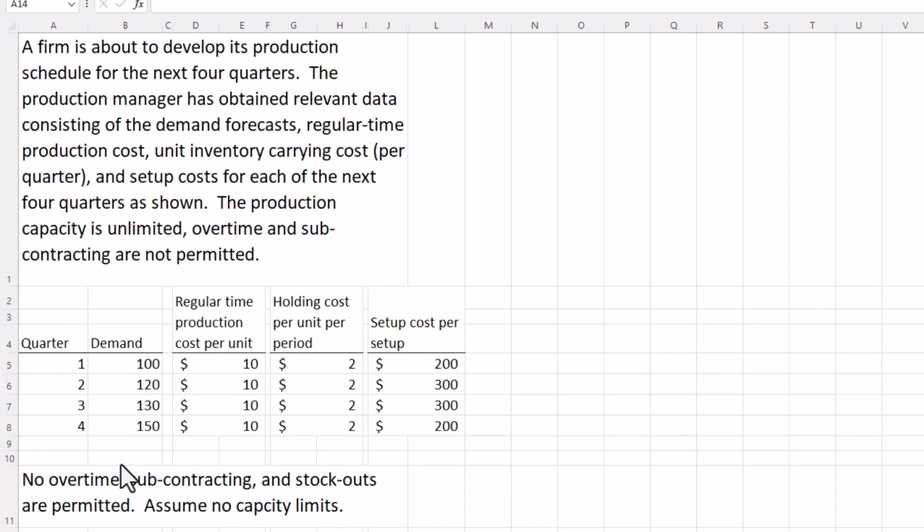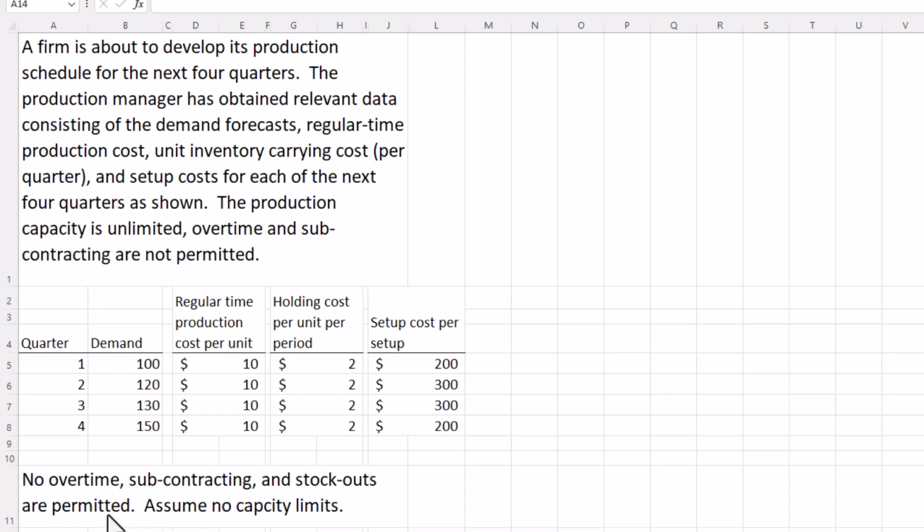parameters. For the 4 quarters, the demands were 100, 120, 130, 150. Unit production costs were the same at $10 per unit. Inventory carrying costs, or holding costs, were the same for the 4 quarters at $2 per unit per period. Setup costs, however, were different. The setup in the first period is 200, second period 300, third period 300, and the last period 200.